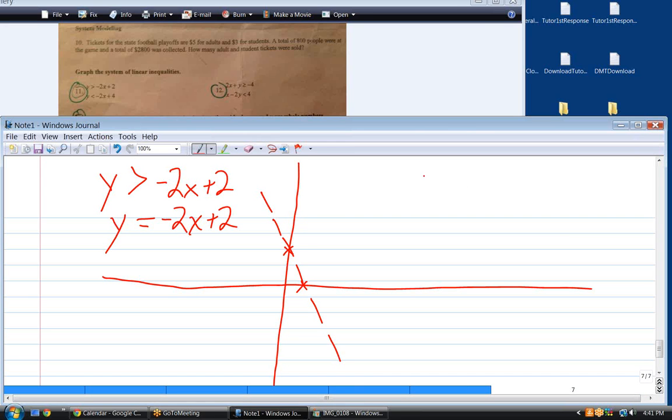Now how about the second one? y is less than minus 2x plus 4. Let's go back to the first one for a moment. I want to graph that. Which side of that dotted line do I have to shade?